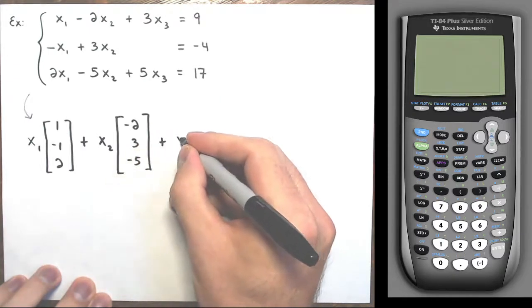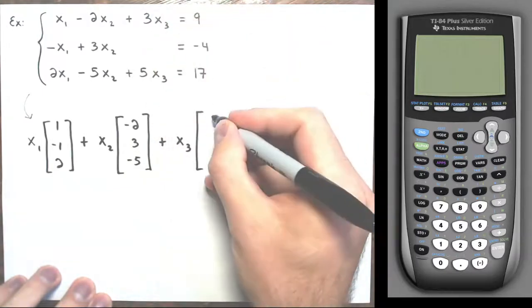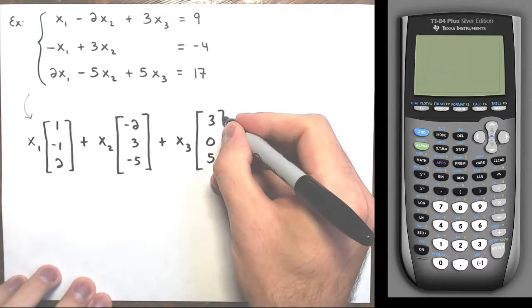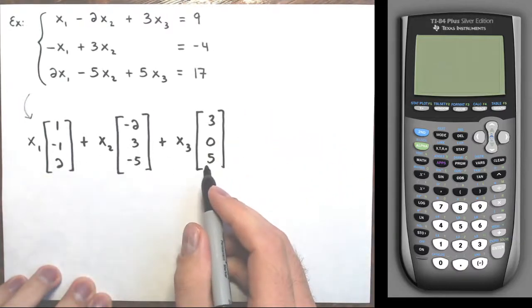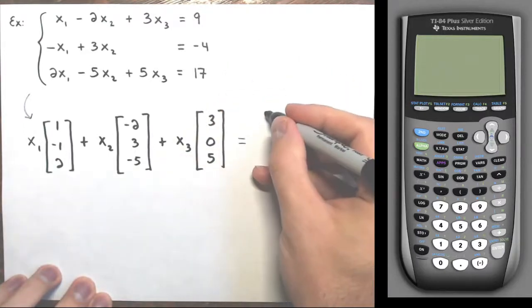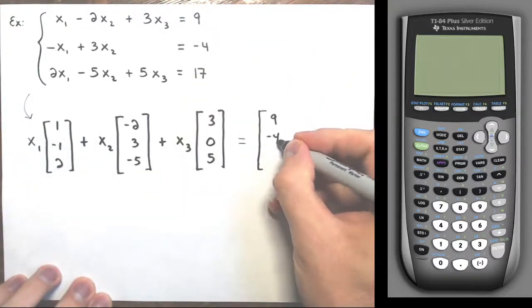Plus x3 times the vector 3, 0, 5. There is no x3 in the second equation, so that entry is 0, and then positive 5. These would be the columns of the coefficient matrix if I wrote that as a matrix equation, equals the constant vector on the other side, 9, -4, 17.